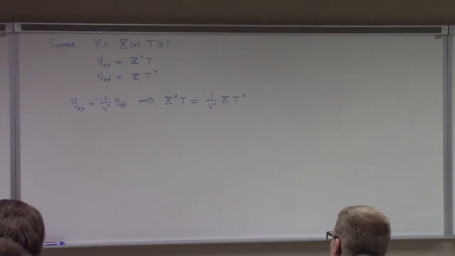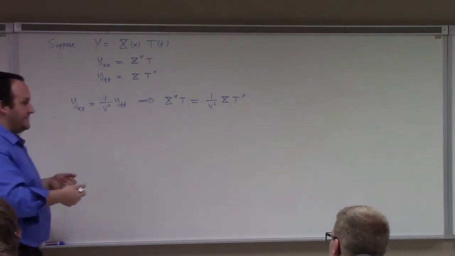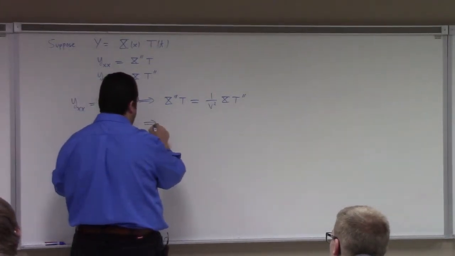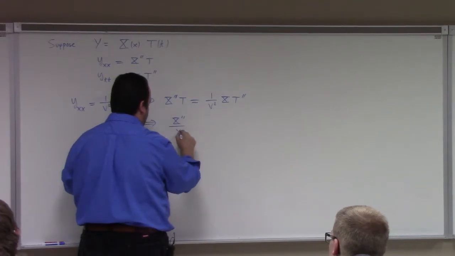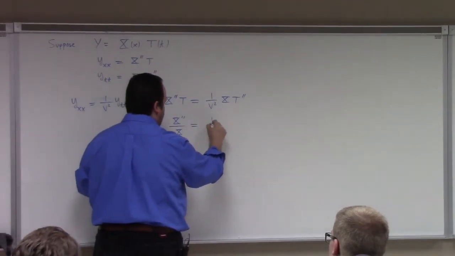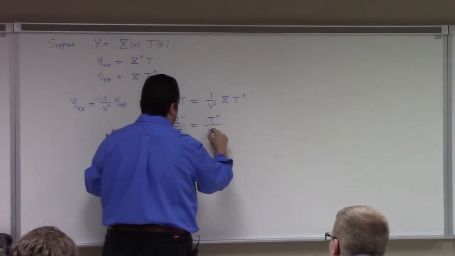So then what do? Same thing we did last time. We'll isolate functions of x and functions of time. And to do that, just divide by xt. So this gives me that x prime prime over x is equal to t prime prime over v squared t.